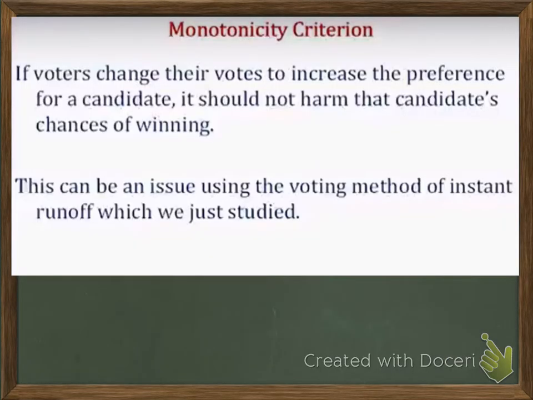So, monotonicity criterion: if voters change their votes to increase the preference for a candidate, it should not harm that candidate's chance of winning. This can be an issue using the voting method of instant runoff, which we just learned. So let's take a look.